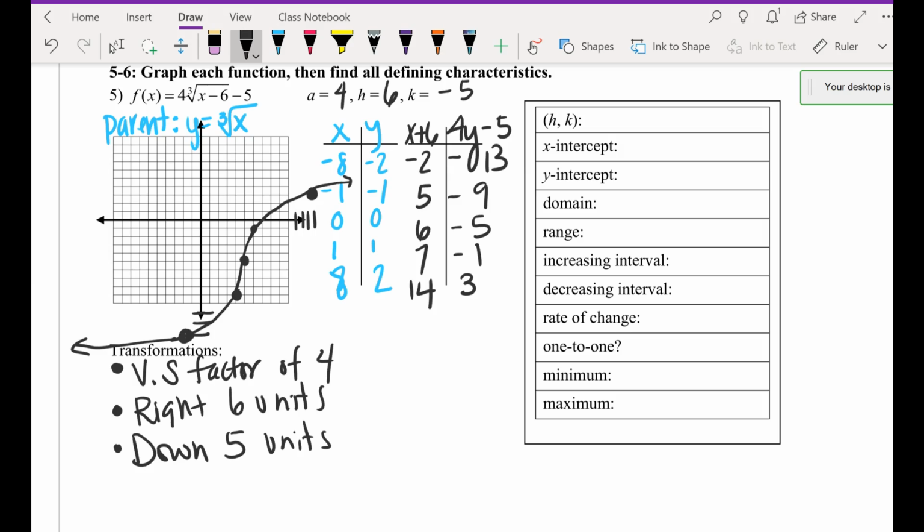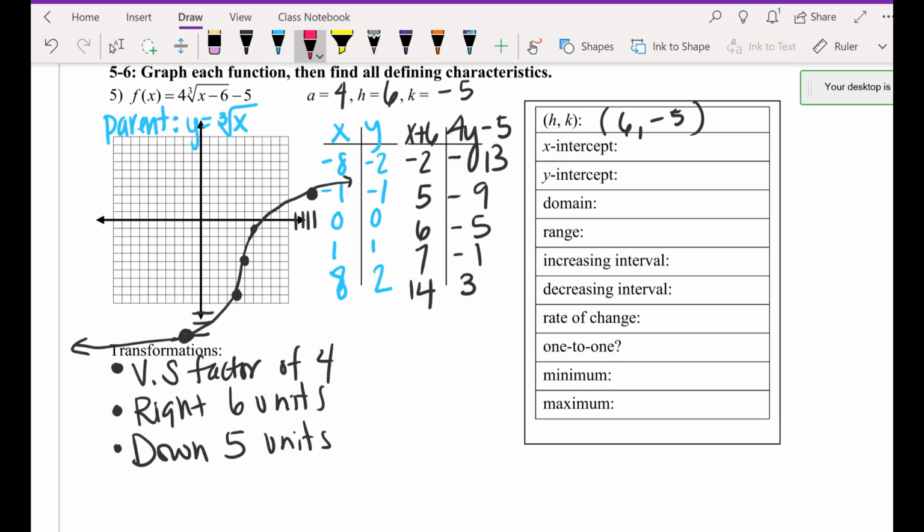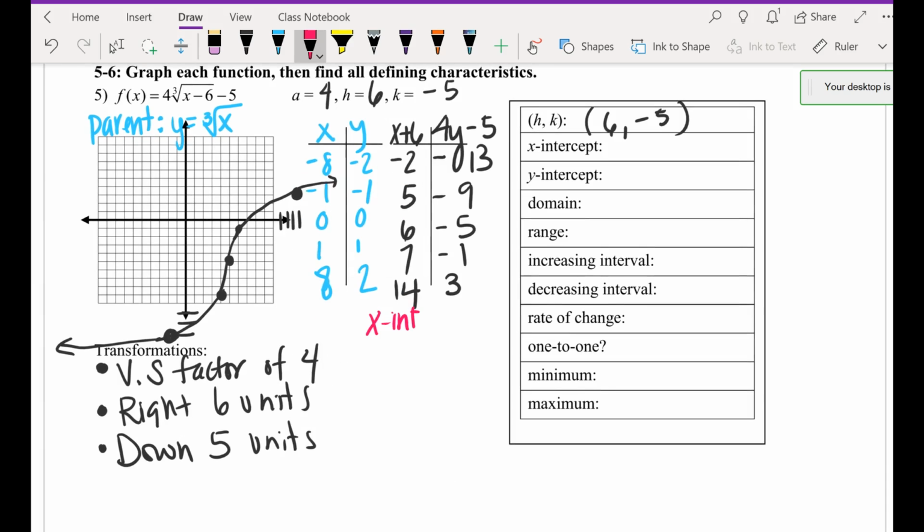Yeah, it should. H and K value, let's fill the table. So Max, what are the H and K values? 6, comma, negative 5. X-intercept, can I just eyeball that? No. Okay, we're going to have to solve for it manually. X-intercept is when y equals 0. 0 equals 4 times cube root of x minus 6, minus 5. Quinn, what do you do first to solve for our x-intercept? Good. So 5 equals 4 times cube root of x minus 6. What do you do next, Bella?